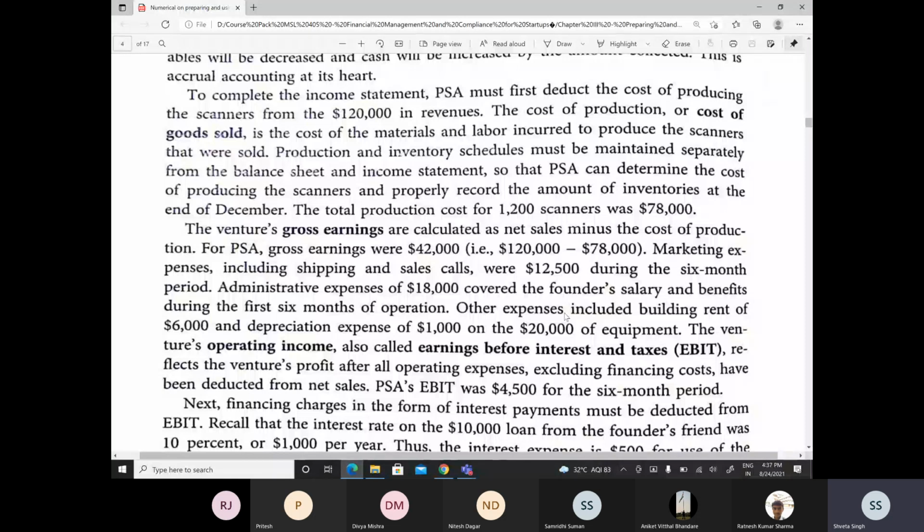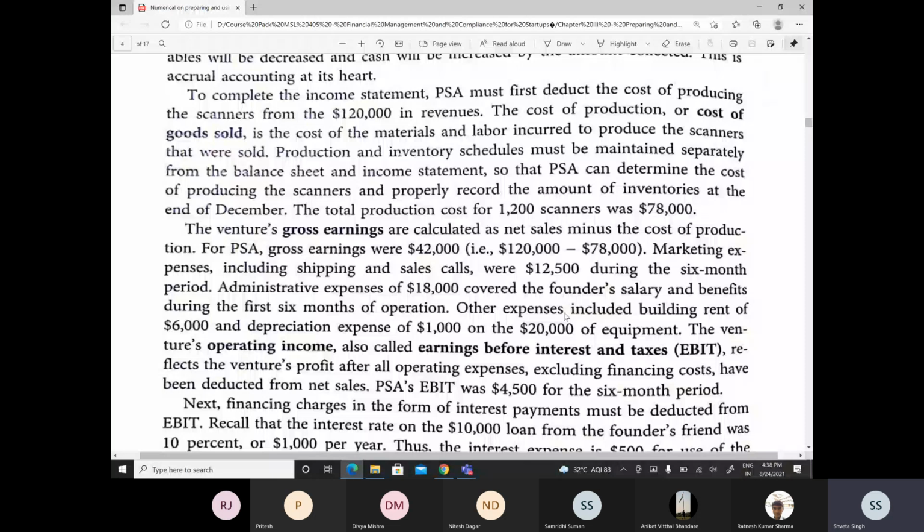So here we know that the total cost of production for 1,200 scanners was $78,000. The venture's gross earnings are calculated as net sales minus cost of production. So for PSA, gross earnings, also called gross profit, that we saw, is $42,000. That is $120,000 of revenue minus $78,000 of cost.